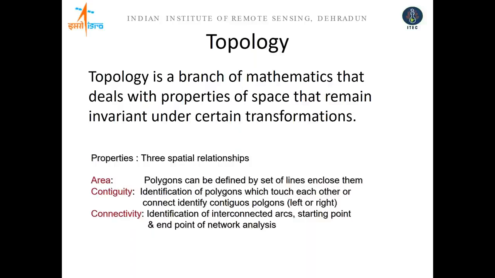Another important part of GIS, especially the vector data model, is topology, because topology helps you maintain the integrity of the data. If you don't build a topology of a given vector data, there is a possibility that there might be errors in the data. So there are three spatial relationships retrieved in a vector topological model: area, contiguity, and connectivity.